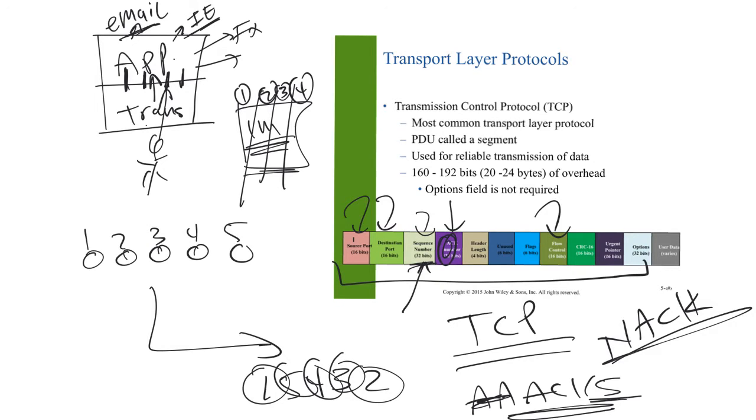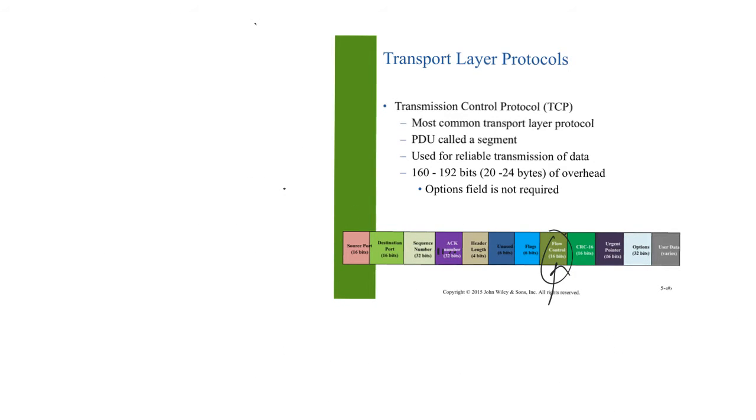Let me clear the screen. The flow control is PC1, or the transport layer on PC1, will negotiate with the transport layer on PC2 after they establish the communication. How many packets can I send? So we call that the sliding window.